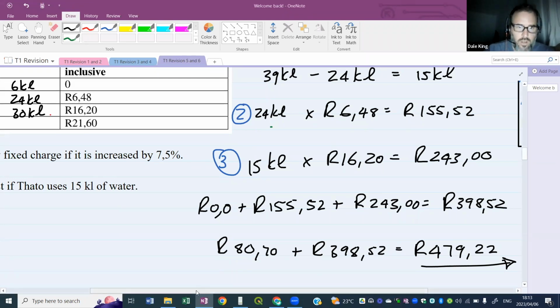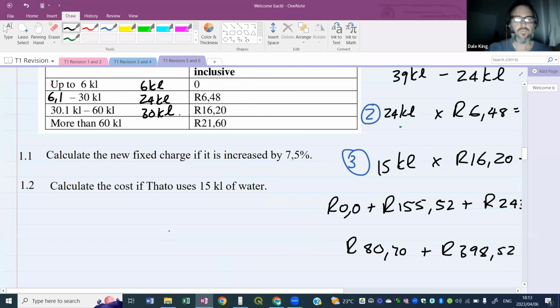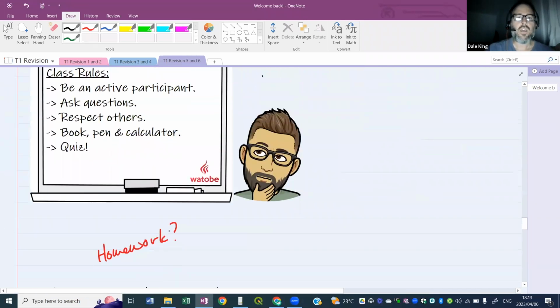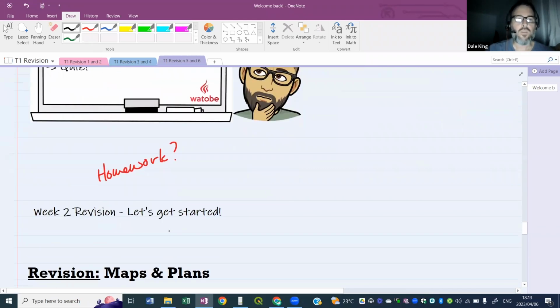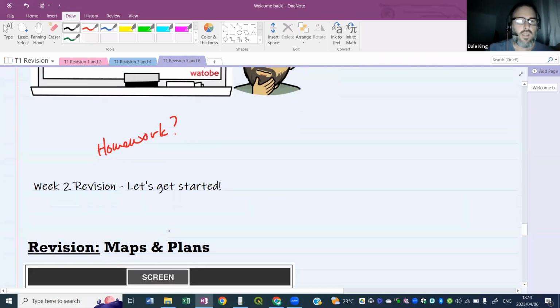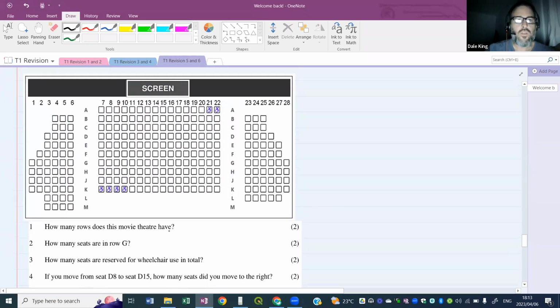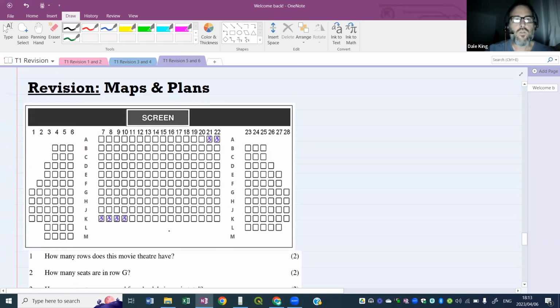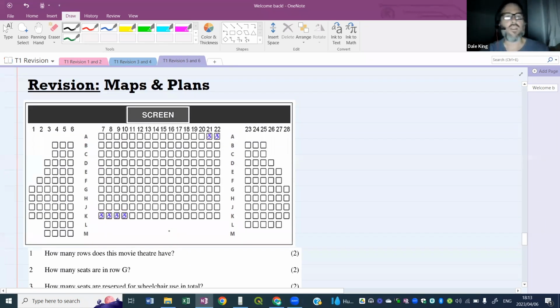I'm going to move on to today's lesson. Okay, so we looked at the homework. Let's get on with the topic. So now we are going back to maps and plans. And I'm going to start you off straight away with a very simple plan question. The question's already easy, not too difficult.